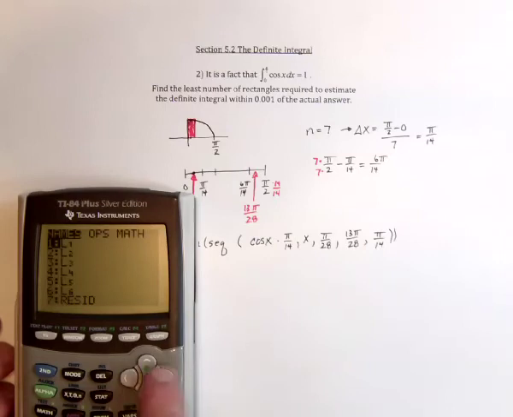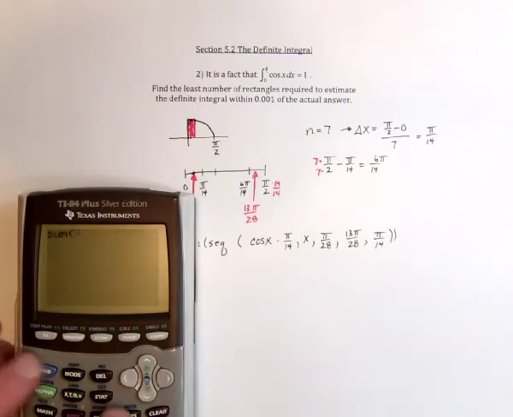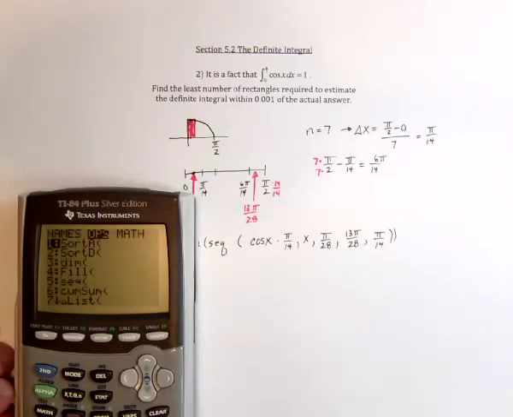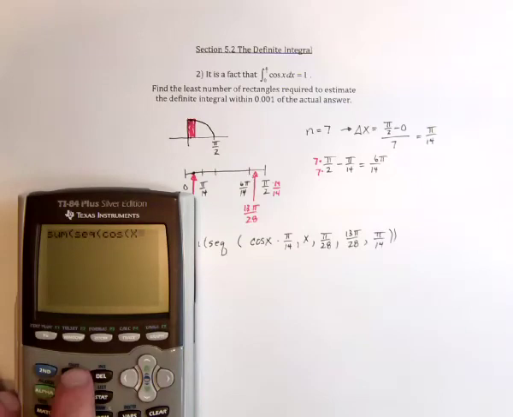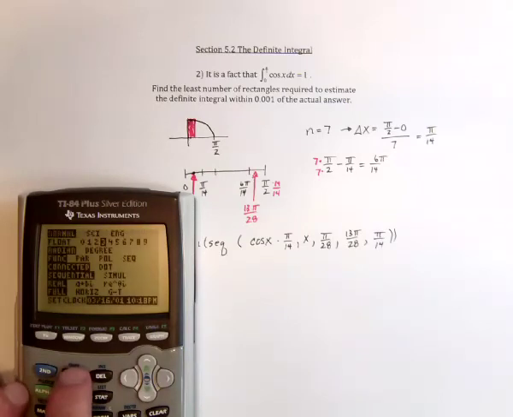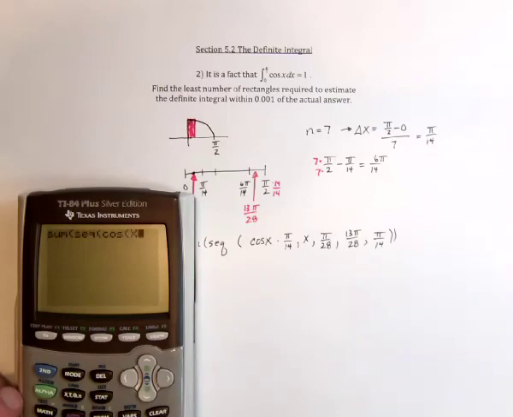So second list, move over to operations, and it's the 5th one. Then cosine of x, and before I forget, I need to double check that it's in radians. Good. Cosine of x times pi divided by 14 with respect to x going from pi divided by 28 to 13 pi divided by 28 in increments of pi divided by 14.